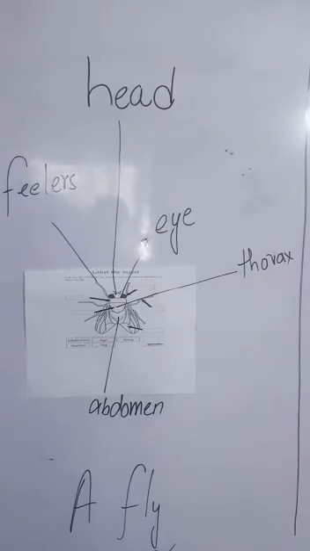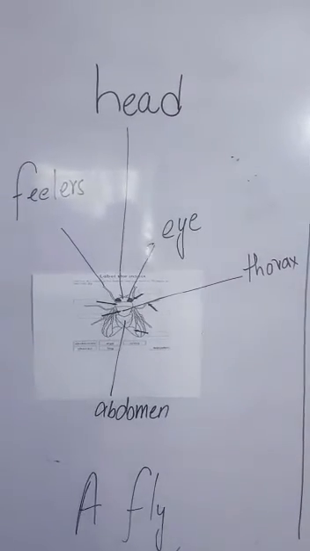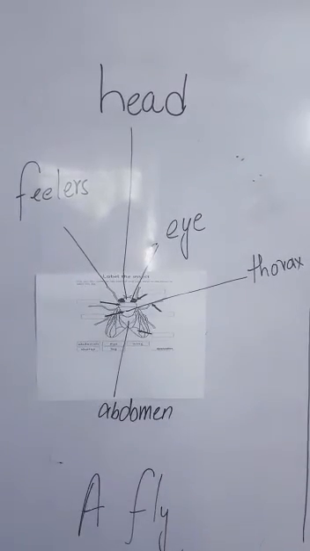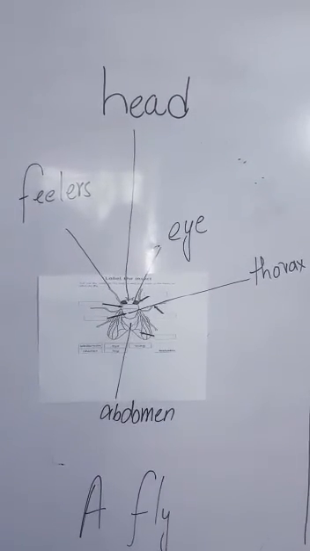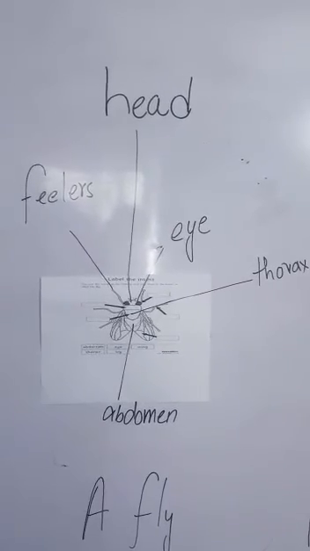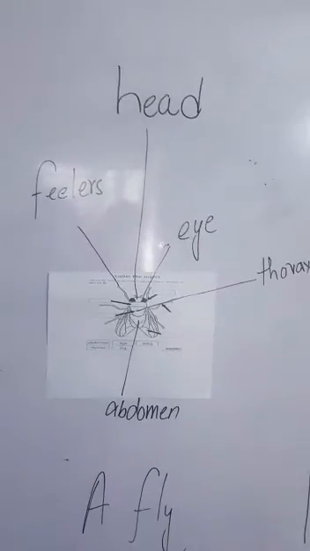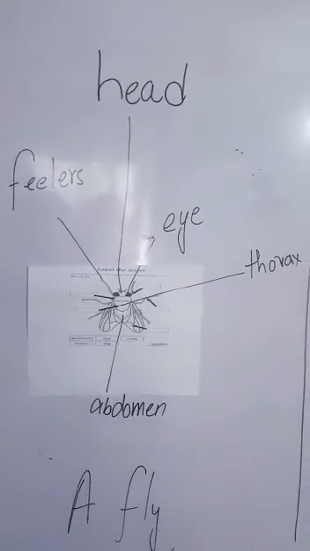Yes, you can see different parts of the fly. Once again I would like to repeat all the parts of the fly: feelers, head, eye, thorax, abdomen. Yes, these are the parts of the fly.